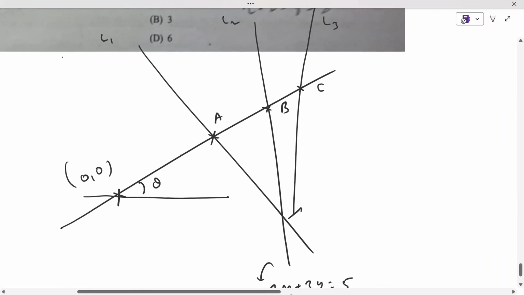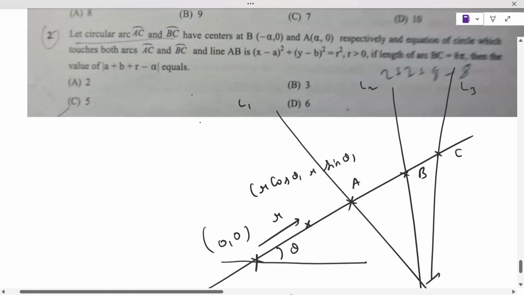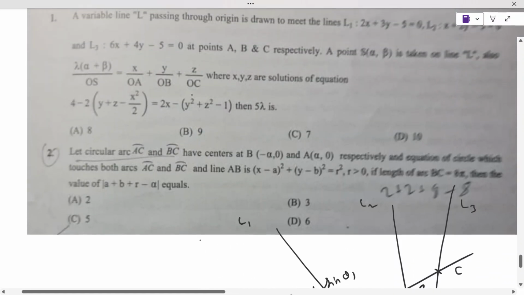So any point on this line, I will write as what? At a distance R, this point is R, so I will write R cos theta, R sin theta. Any point on this line. Fine. Because theta is constant for all the points.